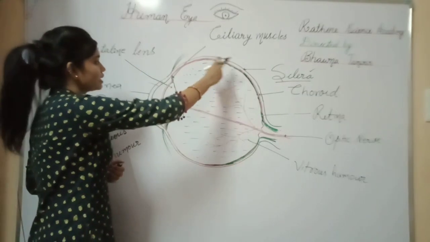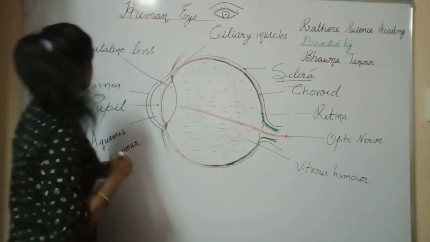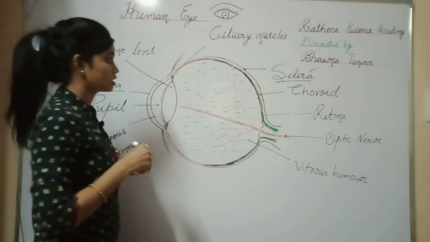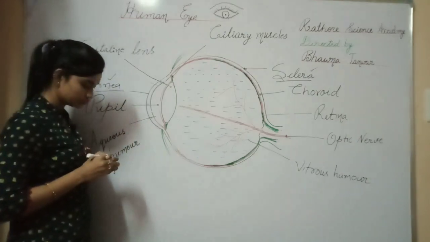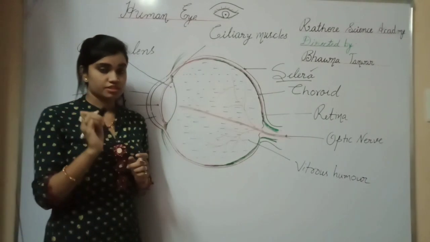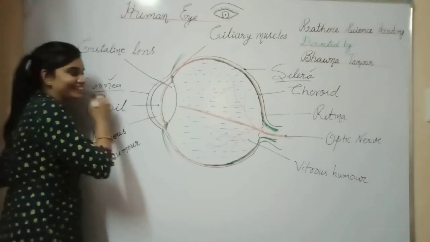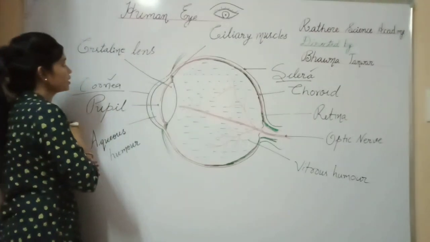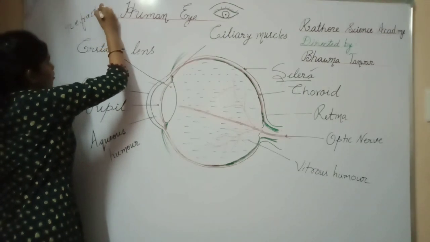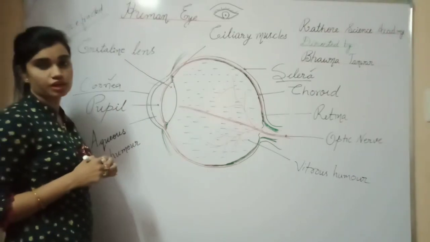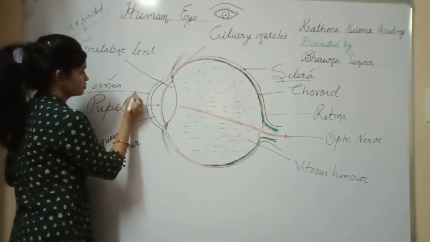Now this sclera opens up into a bulgy structure which is known as cornea. And cornea is that part of the eye from where the first light ray enters into the eye. Which light ray? Refracted ray. The refracted ray first enters into the eye with the help of the cornea.